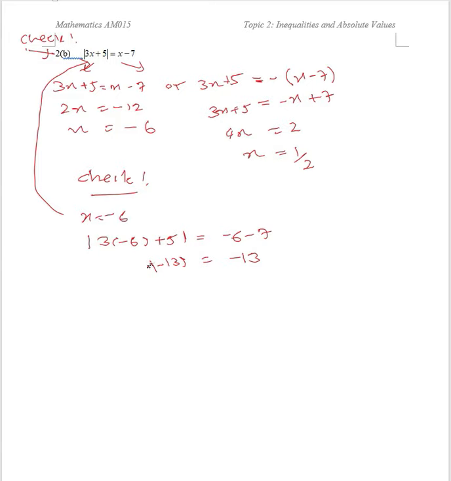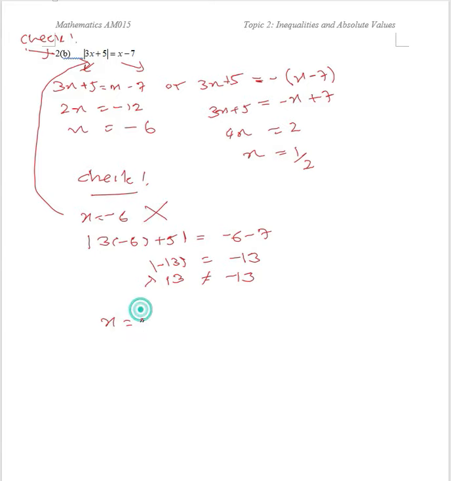Now, on the left side, we have the absolute of -13, and on the right side is -13. So are they equal? Well, the numbers look like they are equal, but remember, from the definition, this absolute of negative 13 is equal to positive 13. And is positive 13 equal to negative 13? No, it's not equal. So that's why we reject this value of negative 6.